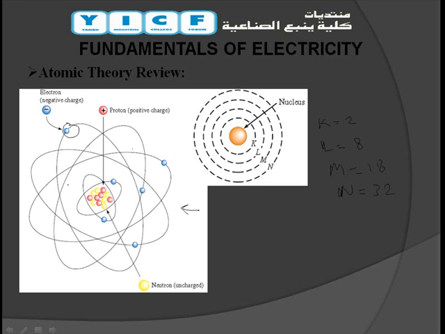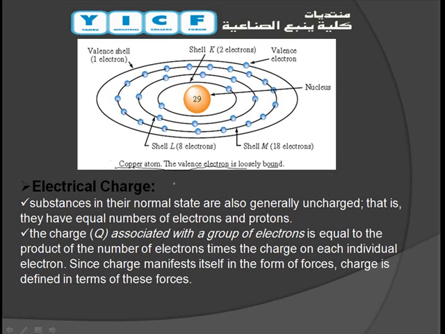If this atom gains an additional electron, then this atom is negatively charged, and if this atom loses an electron, it is positively charged. All the inner 3 shells, K, L, and M, are filled, while the outer shell has only 1 electron. This electron is called the valence electron. It is the electron in the outermost shell.